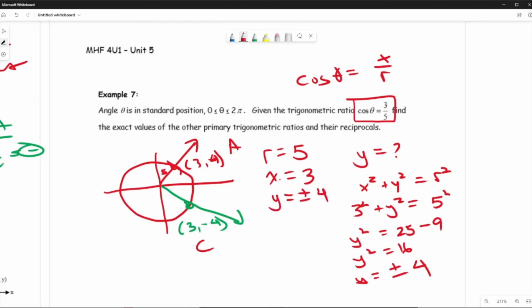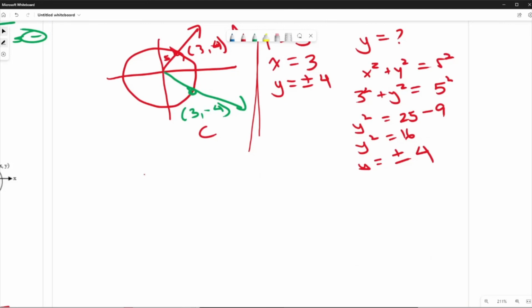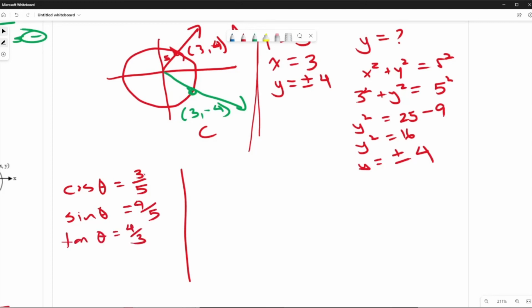Of course, this is not very difficult if we understand what I just said, because doing both is very easy. Let's do the first in red. Cos theta is 3 over 5, sine theta is 4 over 5, and tan theta is 4 over 3. This we're going to call case 1, which is in quadrant 1.